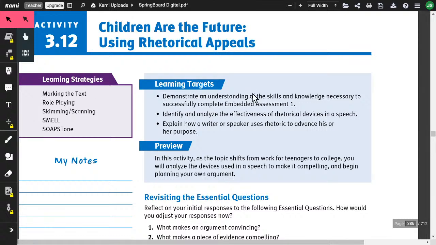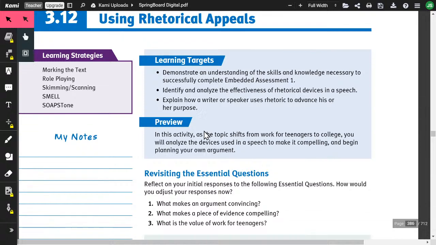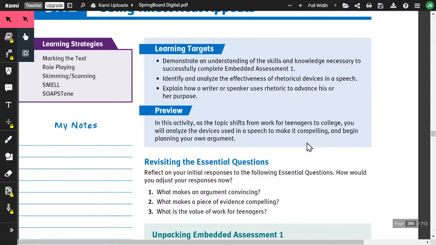So today, our learning targets are to demonstrate an understanding of the skills and knowledge necessary to complete Embedded Assessment 1. Now, I'm still not decided if we're going to do Embedded Assessment 1, but we are going to analyze and identify the effectiveness of rhetorical devices in a speech. We're going to read a speech today. You guys are going to kind of pick it apart like so much rotisserie chicken. And then you will be able to explain how a writer or speaker uses rhetoric to advance his or her purpose.